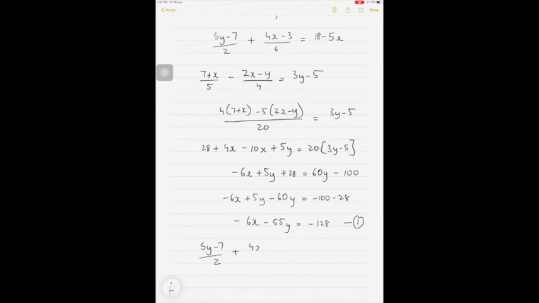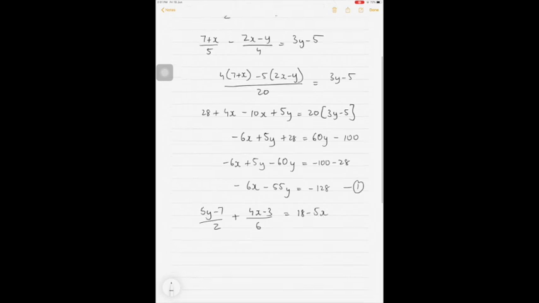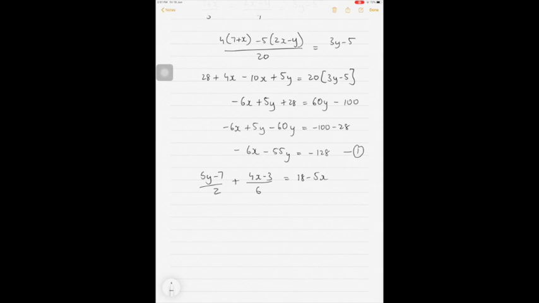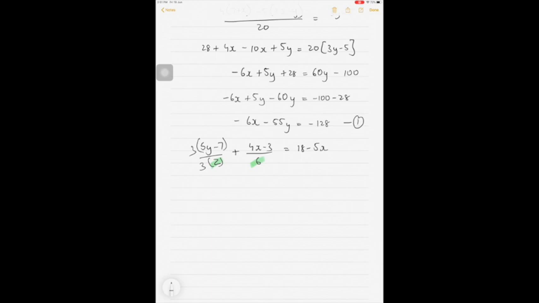5y minus 7 by 2 plus (4x minus 3) by 6 is equal to 18 minus 5x. So similarly, I want to make the denominator same. I want this denominator and this denominator same so that I can add. So the best way is I'll multiply and divide by 3. I'll multiply this and this by 3. Now the denominator is same, that is 6, correct?